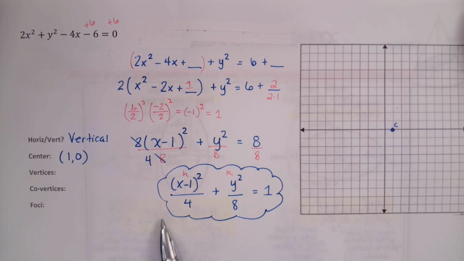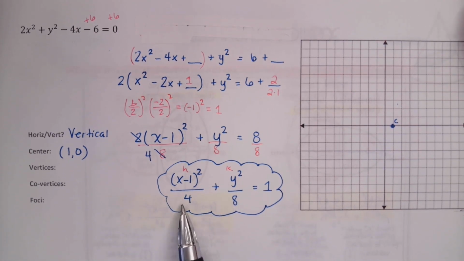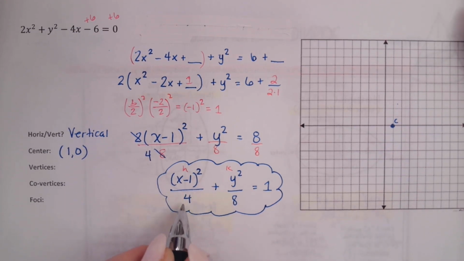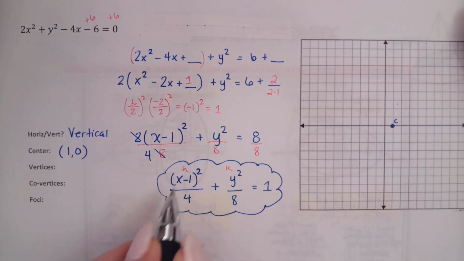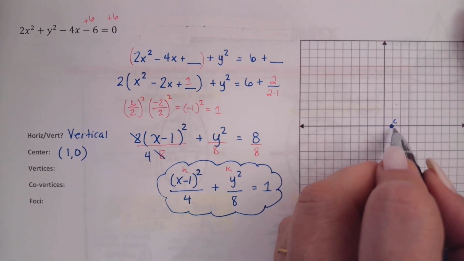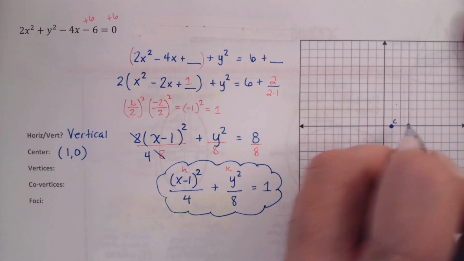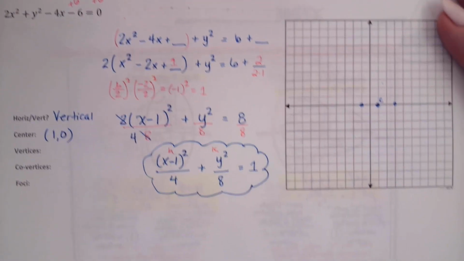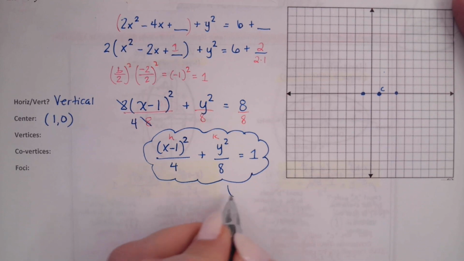To find my vertices and co-vertices, I'm going to use these two denominators. Now both of these are already squared. Okay. So starting with the square root of 4, that would be a 2. So from the center, we'll need to count 2 in the x direction. So that would be 2 right and 2 to the left. And then we do the same thing for the 8. Yes, but what's wrong with the 8? There's no square root of 8.